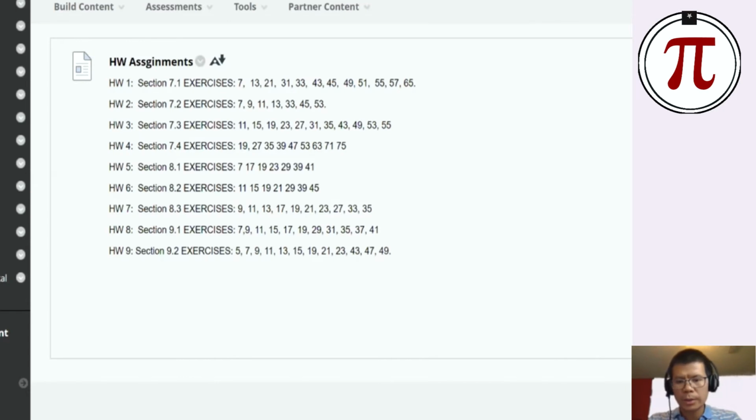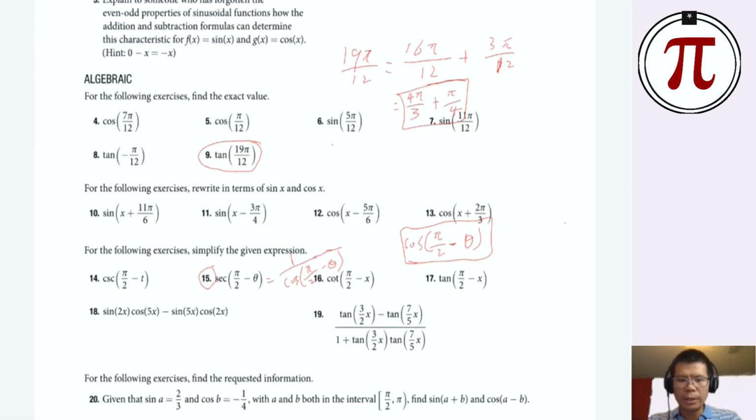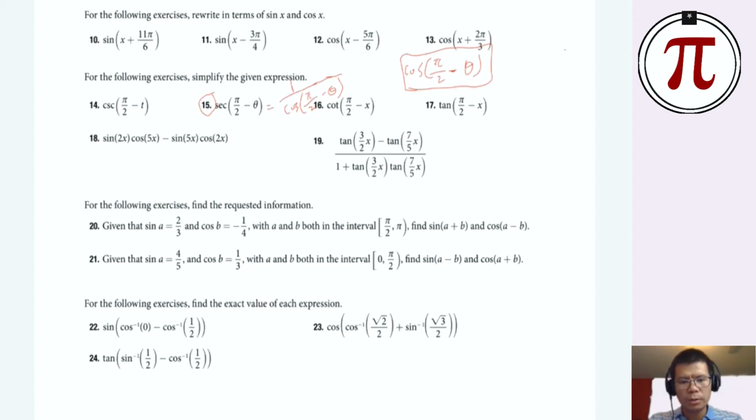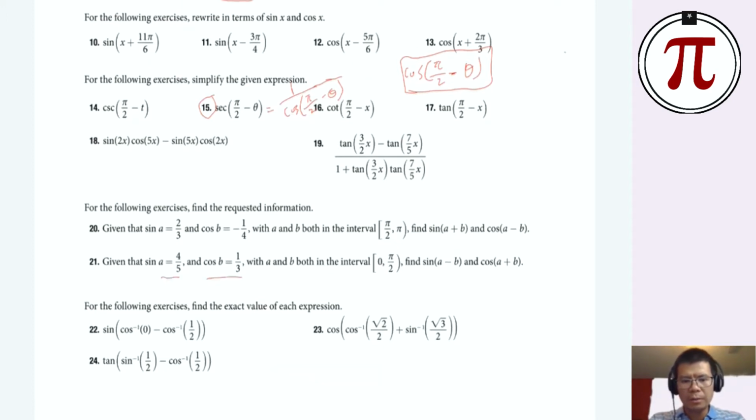And do 21. Okay, 21. Given sine A, cosine B, with A and B both in the interval. This is the first quadrant, right? First quadrant. So find the sine and cosine. So basically, sine A and cosine B are given. So you need to find cosine A and sine of B. Right? So in order to find these, you would need these two values, correct?